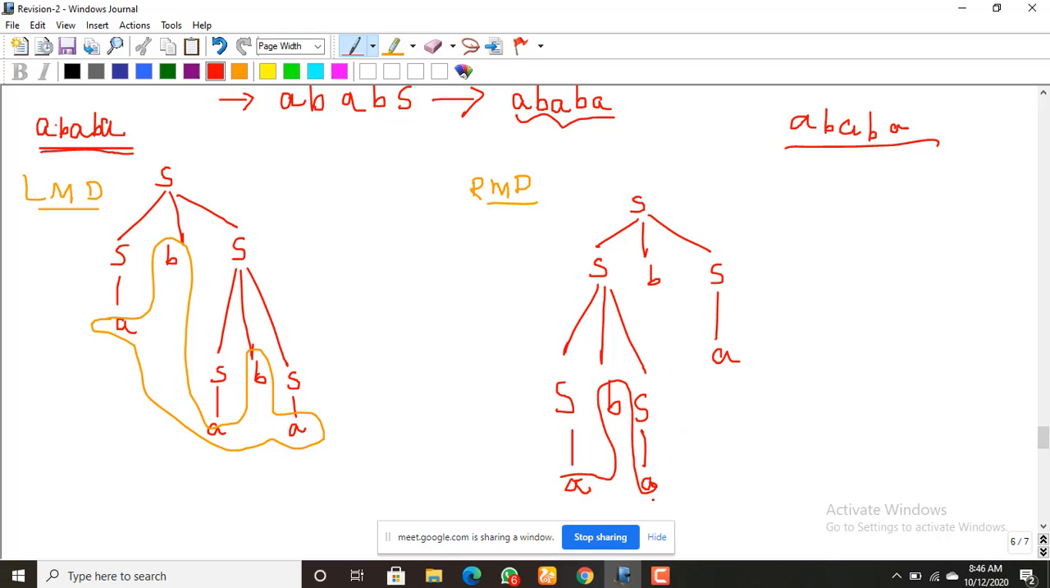So for the string ABABA there is the possibility of having more than one parse tree in different formats. So this grammar is ambiguous. See, I am able to draw different parse trees for the same string. Thus the grammar is ambiguous. So this part is very simple.